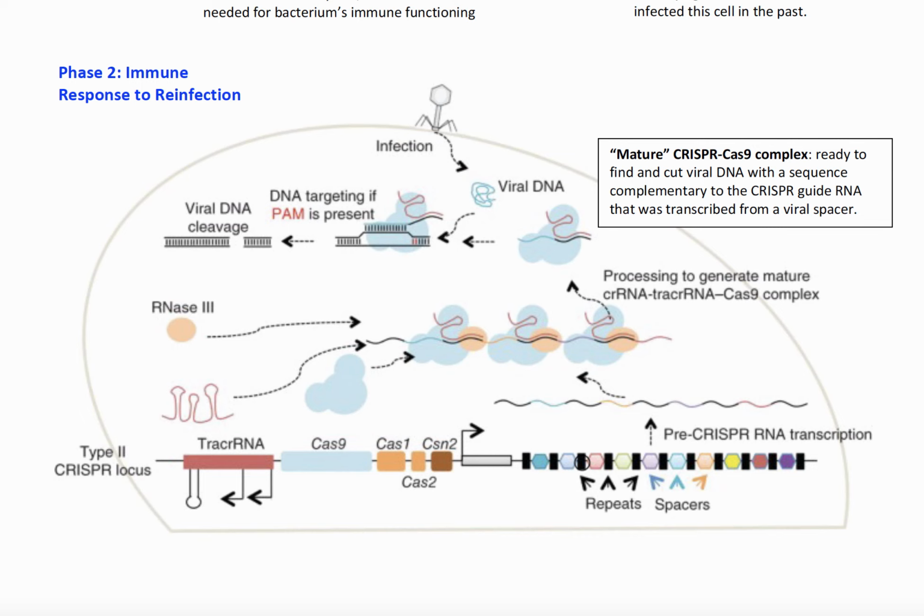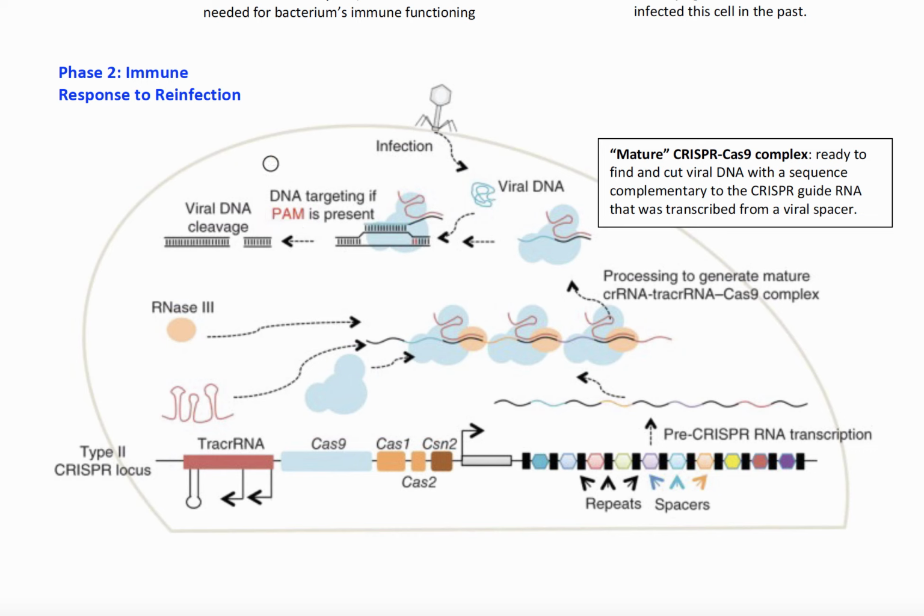And what would the bacterium want to do with that viral DNA? Well, it would want to chop it up so the virus couldn't infect and potentially kill the cell. And that's what the Cas9 enzyme complex is able to do. The guide RNA and the tracer RNA together help it find the viral DNA, and then the Cas protein has the sort of molecular enzymatic scissors to chop that viral DNA and to disable it so that it can't take over the cell's function.